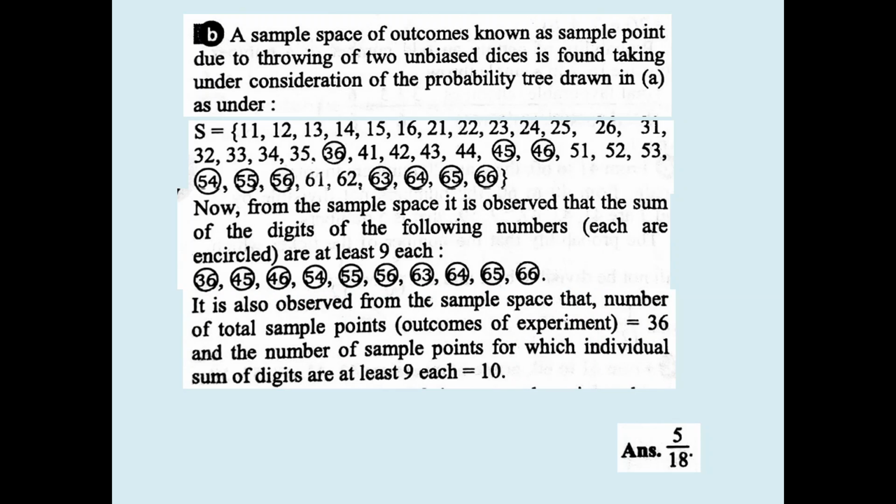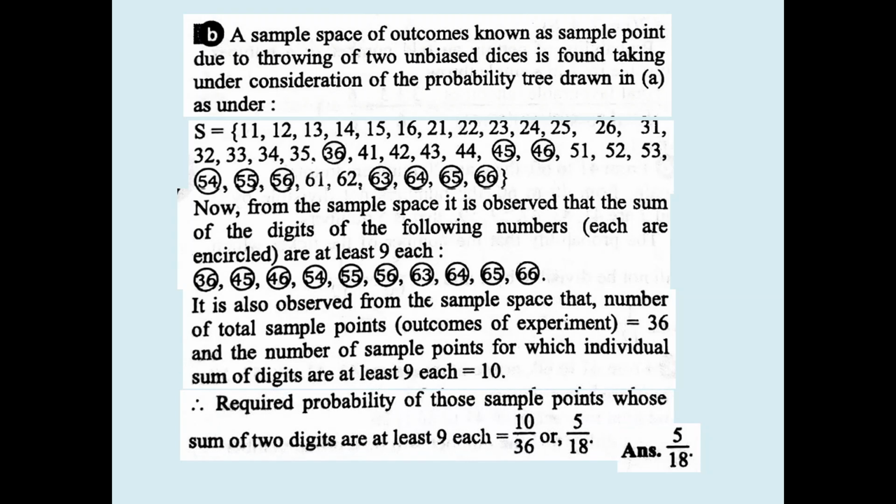It is also observed from the sample space that the number of total sample points, outcomes of the experiment, equals 36 and the number of sample points for whose individual sum of digits is at least 9 is equal to 10. Therefore, the required probability of those sample points whose sum of two digits is at least 9 equals 10 by 36 or 5 by 18, and it is our required answer.